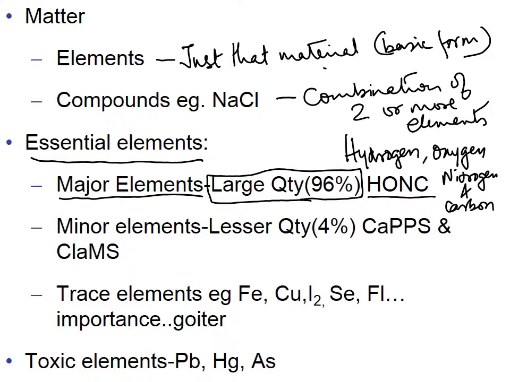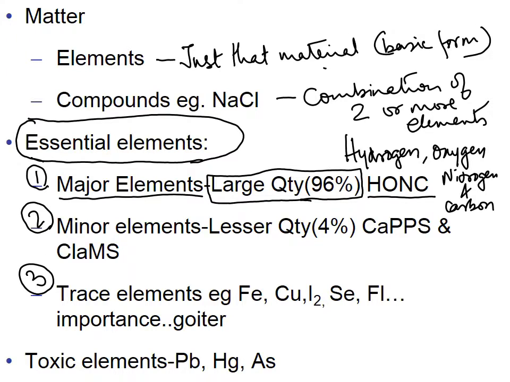Minor elements. Okay, now I just want to remind you that all of them are essential. They are composed of three major parts. One is major, second is minor, the third is trace. All of these are essential. So the largest quantity that is present is of hydrogen, oxygen, nitrogen, and carbon. Then you move on to minor elements, which are present in lesser quantity, approximately comprising 4% of the matter.